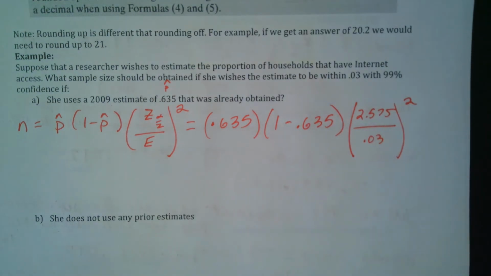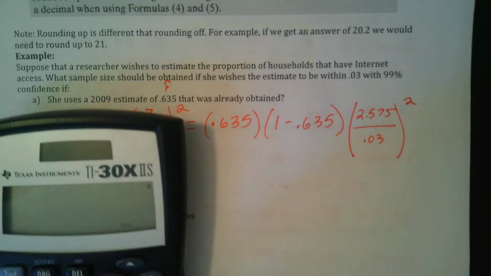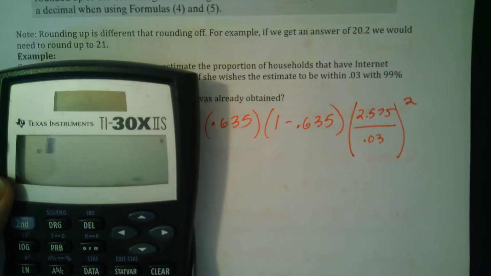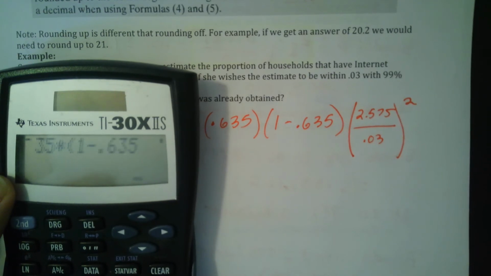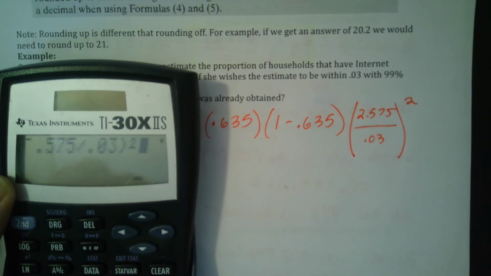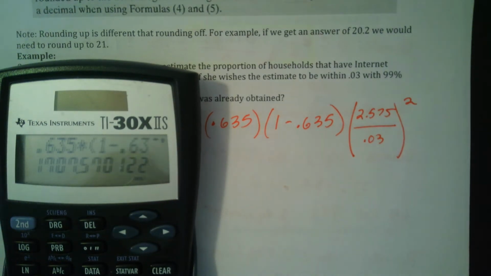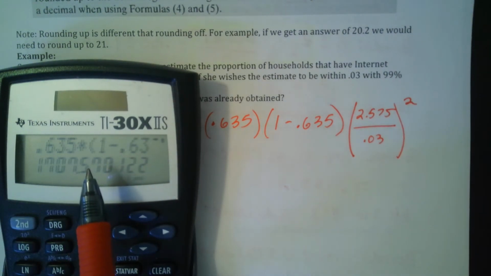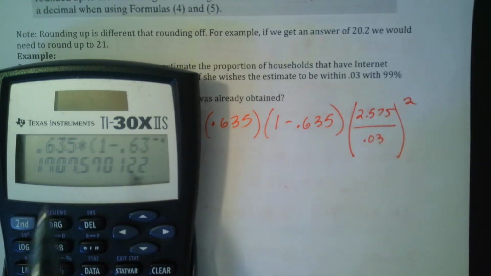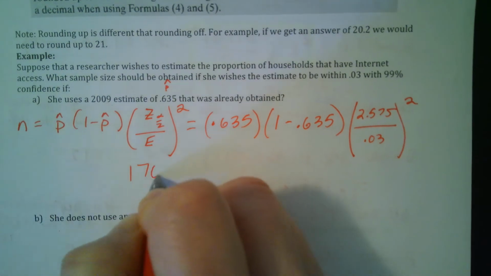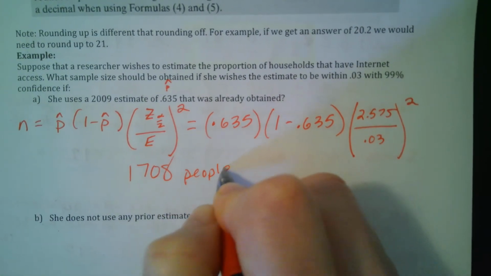So then we put all of that into our calculator: 0.635 times 1 minus 0.635 times 2.575 divided by 0.03, squared. And we're going to get an n. We always round up regardless of the digit. This one does tell us to round up, but even if this was a 1 in this position, we would always round this whole number up to the next whole person. So 1,708 people would be needed to be surveyed.